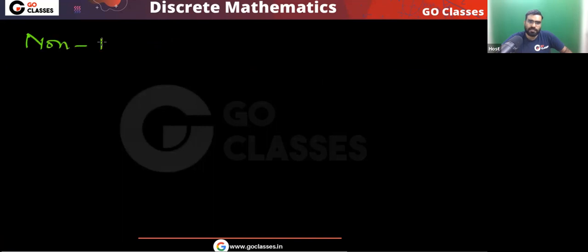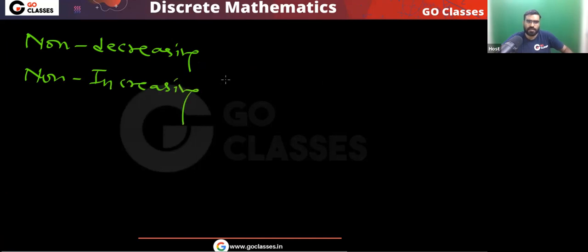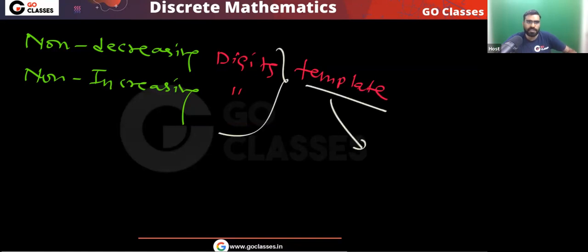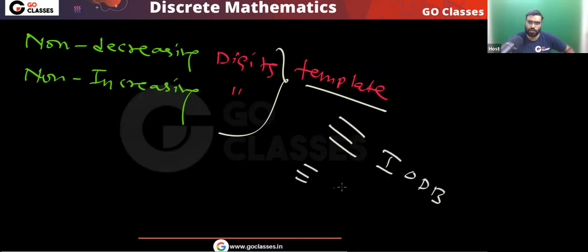Non-decreasing, non-increasing digits. This template, what is this template? That template is the same as your IODB template. That is your favorite star bar. Agree? We have already seen this.